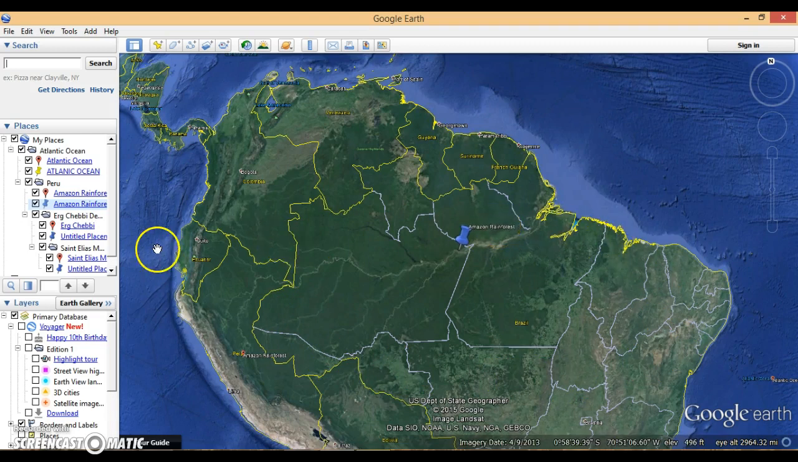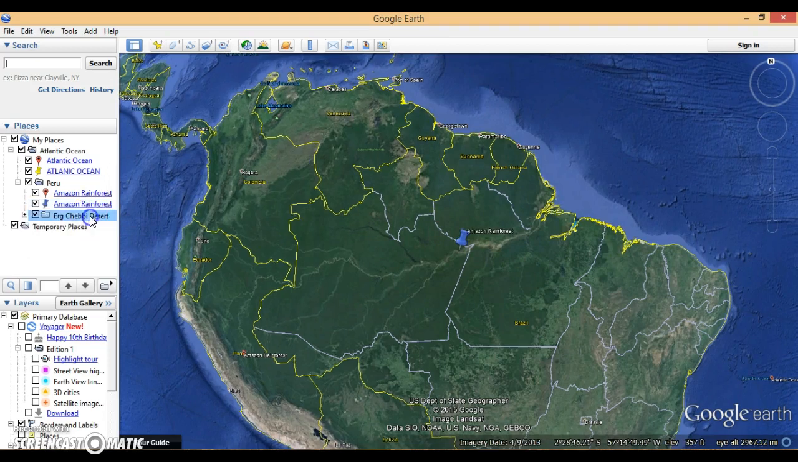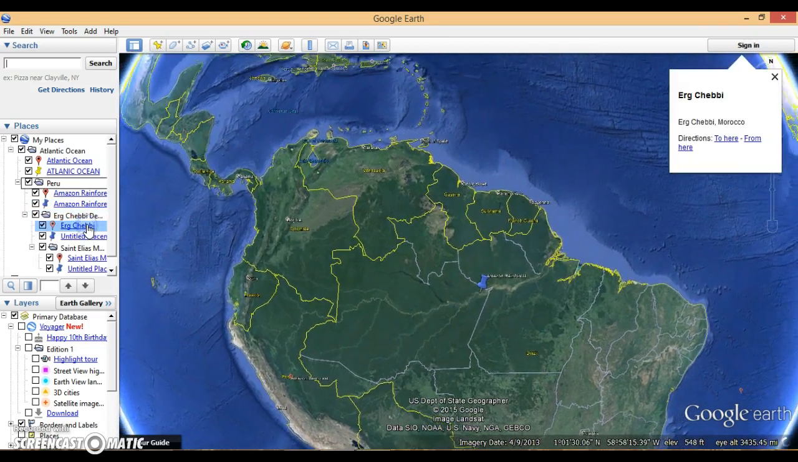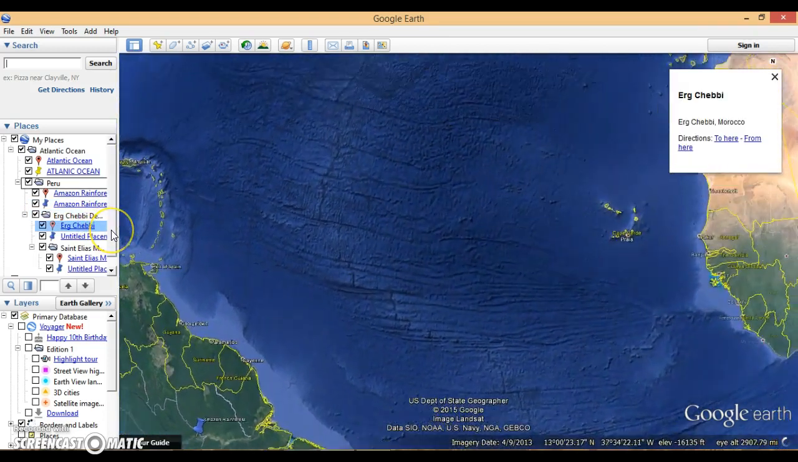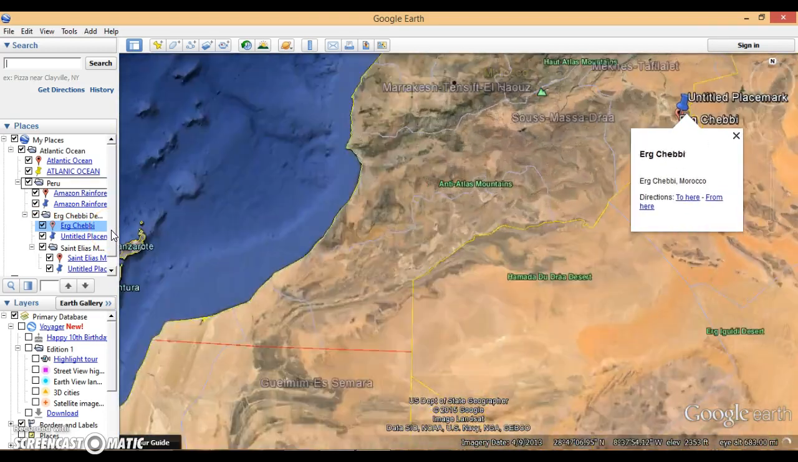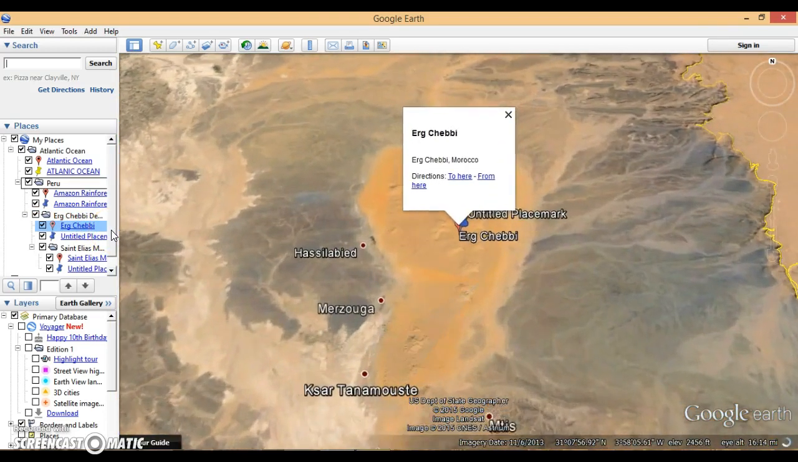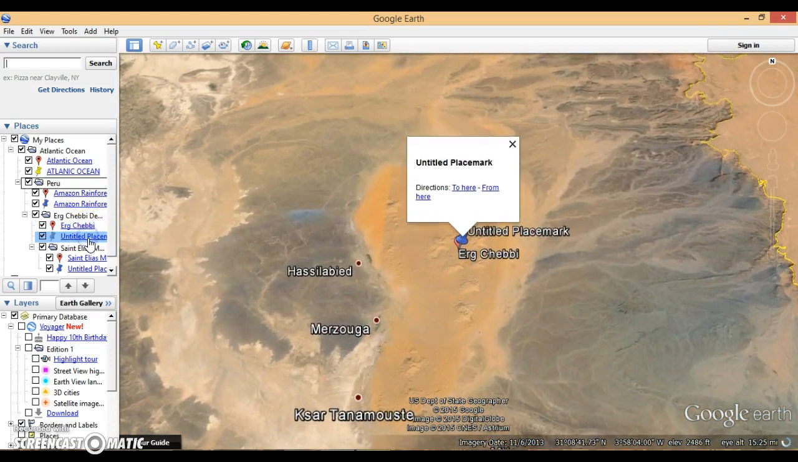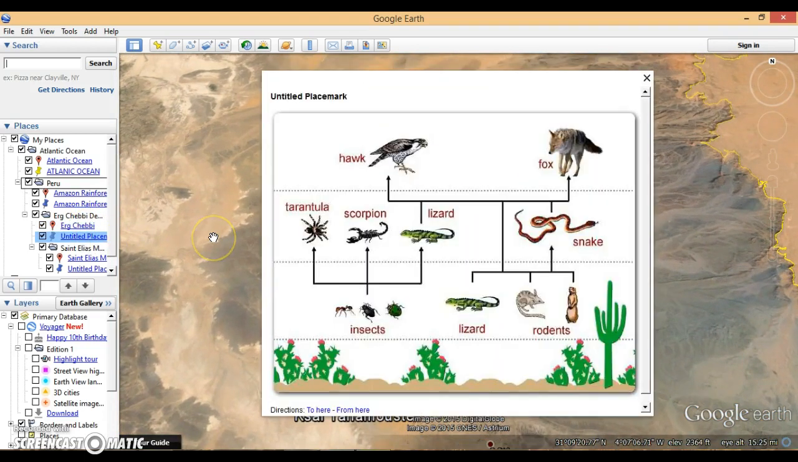Next, we're going to go to the desert in Morocco. Deserts are very dry places and receive little if no rainfall all year long. So here we have the food chain in the desert in Morocco. At the bottom you have rodents such as lizards and insects. These guys all scavenge for their food, which might include insects or plants.